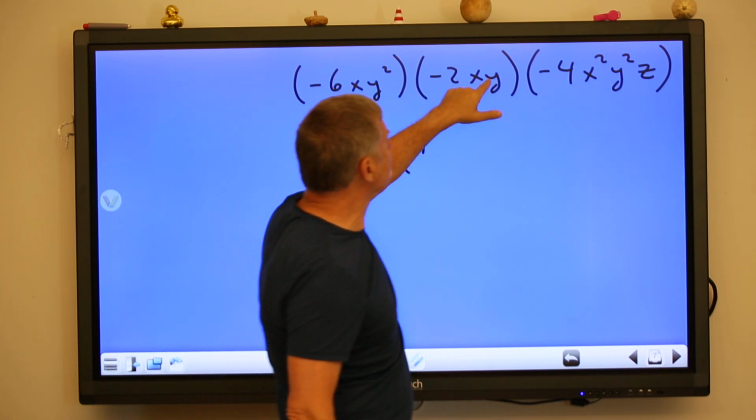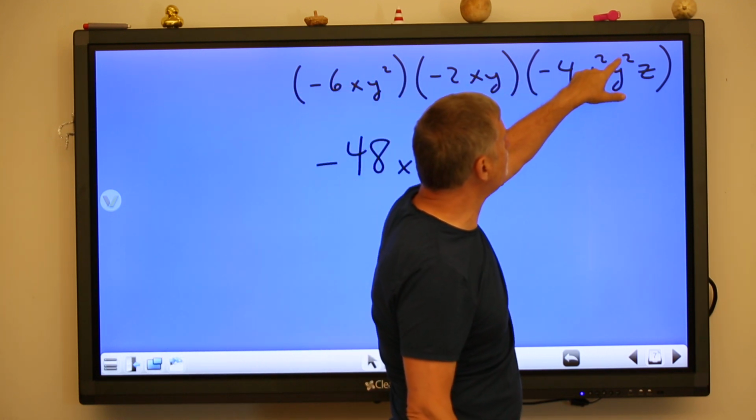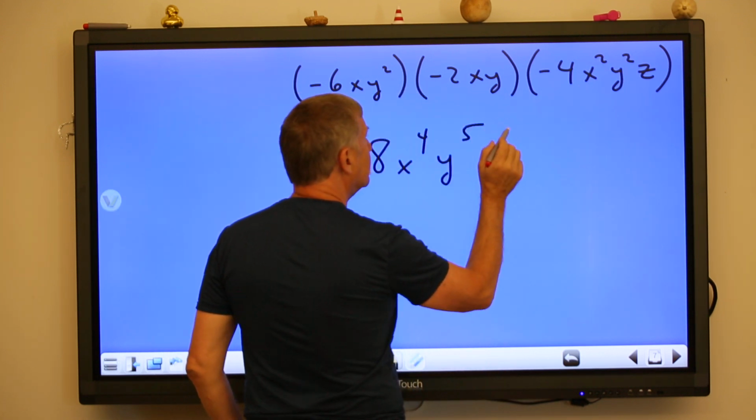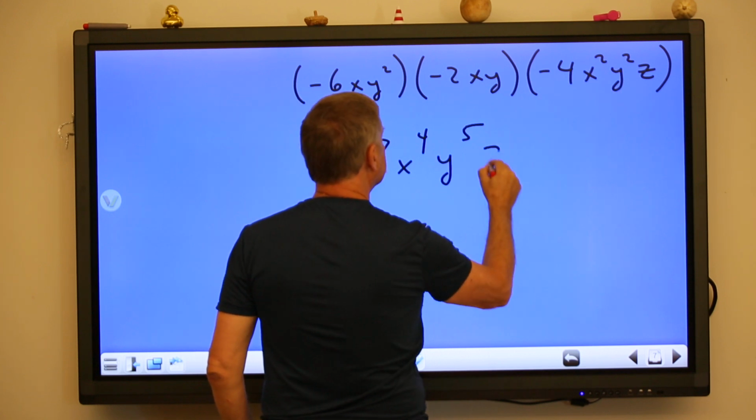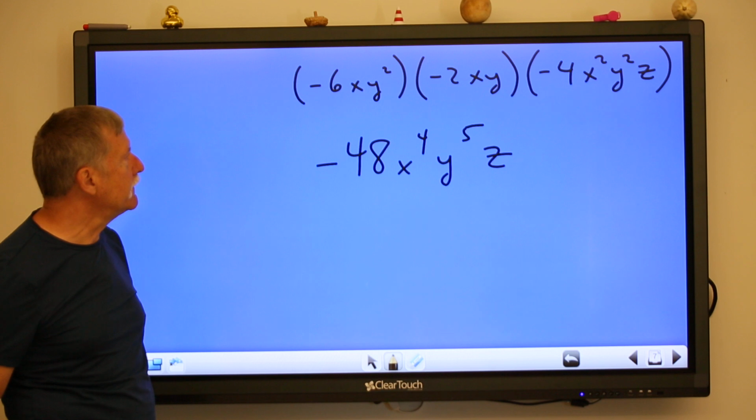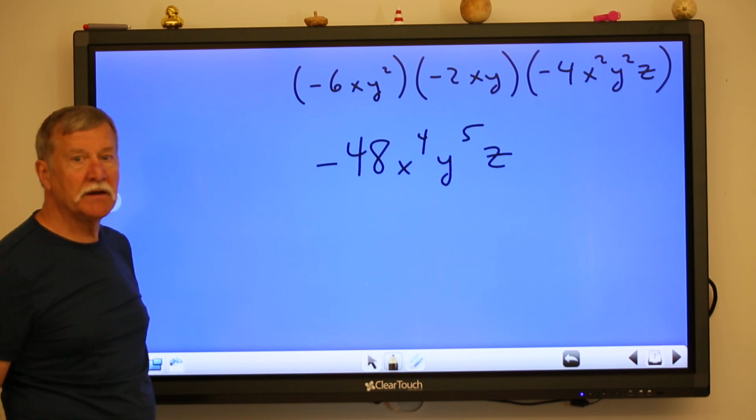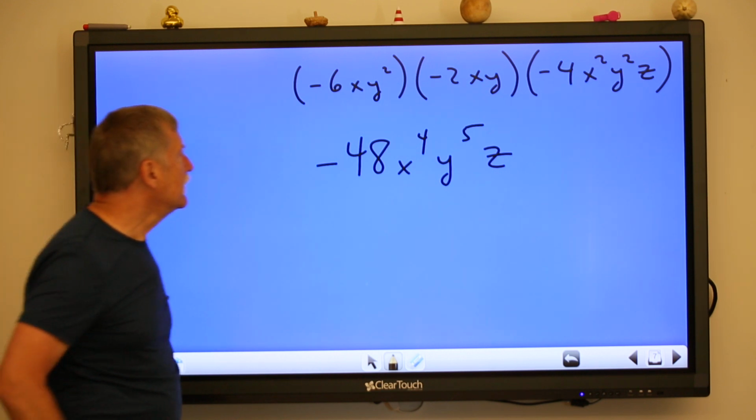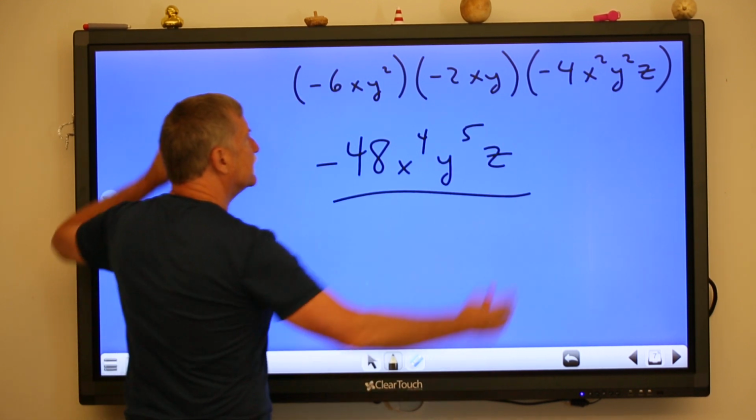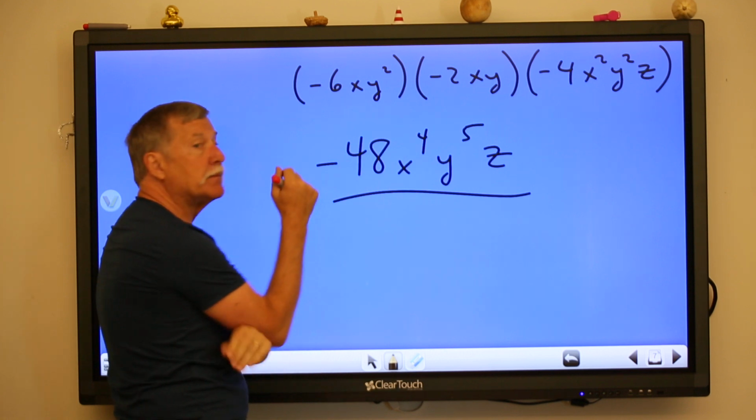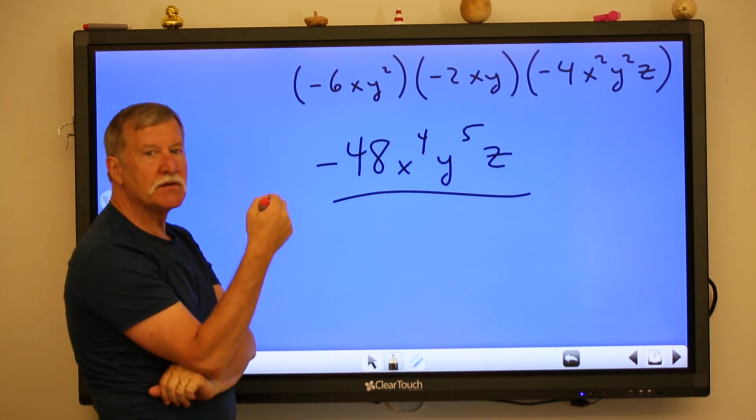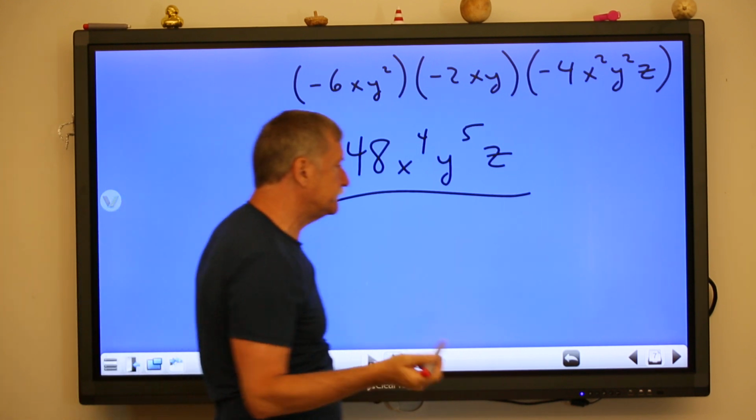2 y's, another y is 3 y's, plus 2 more y's is 5 y's, right? Y to the 5th. And then I've got a z. Boom. It's still times z there, so I've got to include it in the answer, even though I'm not really multiplying the z by anything else. And so that's the answer. All right? I take this one long term and I squeeze it down by multiplication into one term. That hopefully is a little simpler to deal with.